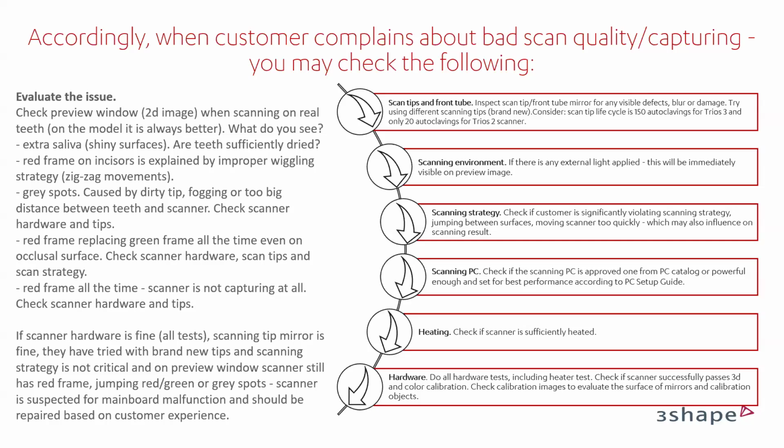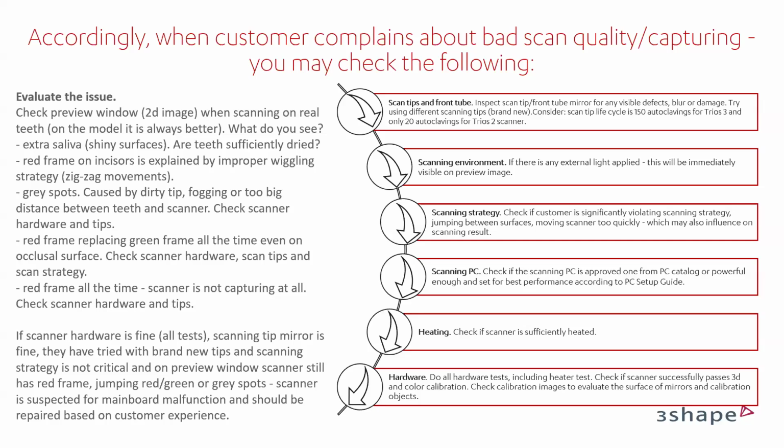So you can see that the scanner hardware is fine when we proceed with the tests, and the scanning mirror tip is fine. They have tried both with brand new tips, and the scan strategy is not critical on the preview window. The scanner still has the red frame, jumping red and green or gray spots. The scanner is suspected of main board malfunction, and it should be repaired or replaced according to the customer's warranty type.